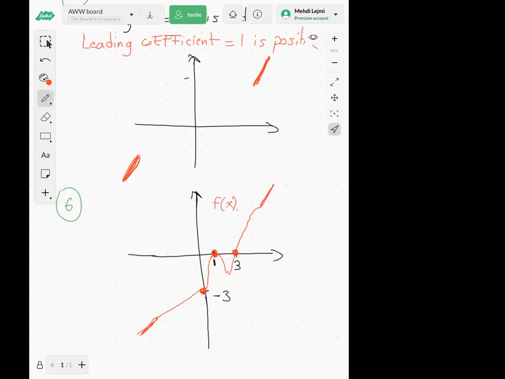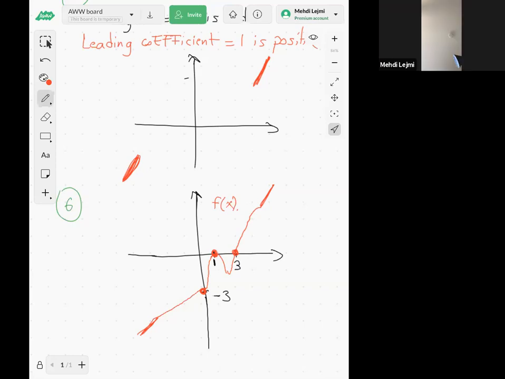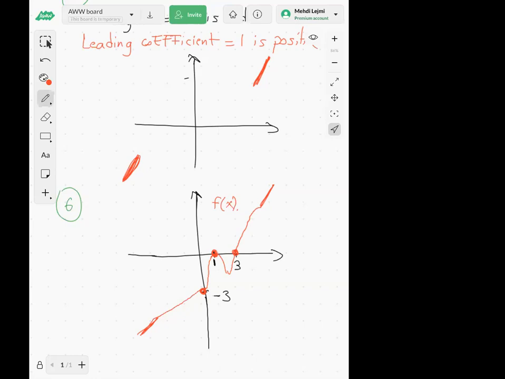So we only cross the x-axis when the multiplicity is odd? Yes, when the multiplicity is odd, you cross the x-axis. When the multiplicity is even, you turn around at the x-axis.